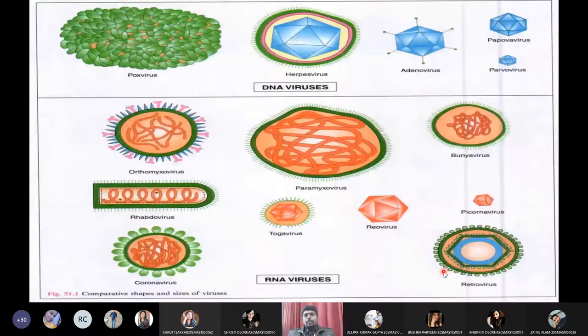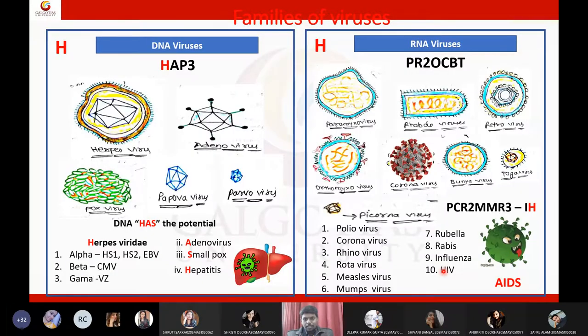I will keep it like this. Now tell me, is influenza an RNA or DNA virus? RNA. Influenza is an RNA virus, very good. Then hepatitis B? DNA virus. Okay, good. Rotavirus? RNA. Then HIV? RNA. HIV is an RNA virus, okay.